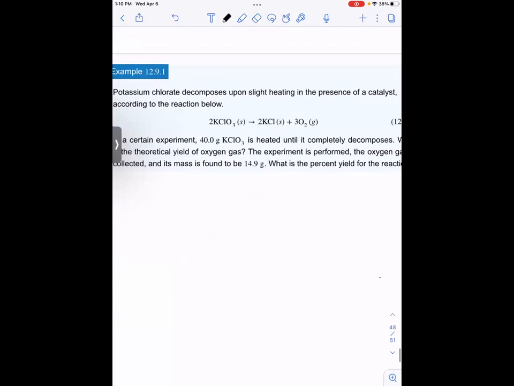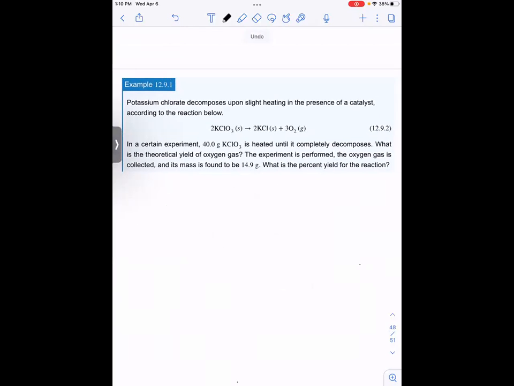So it's giving us the reactants, and it says potassium chlorate decomposes upon slight heating in the presence of a catalyst. The catalyst is not shown, but by definition we don't have to see it because it doesn't react. It's a part of the reaction, but it's not a reactant, and so it's never consumed. So we don't really care about it anyway.